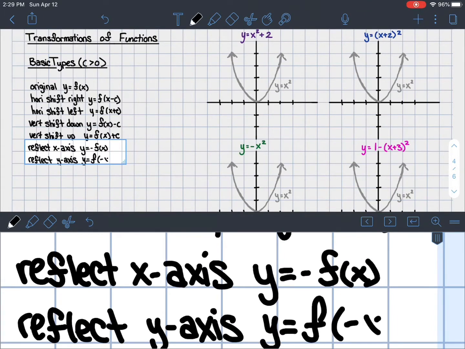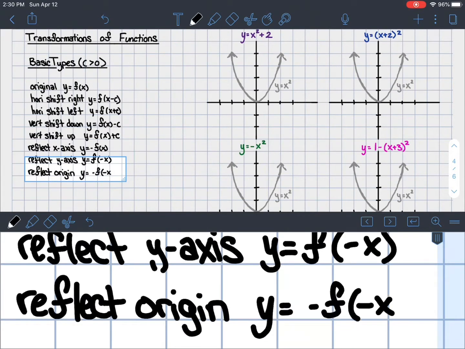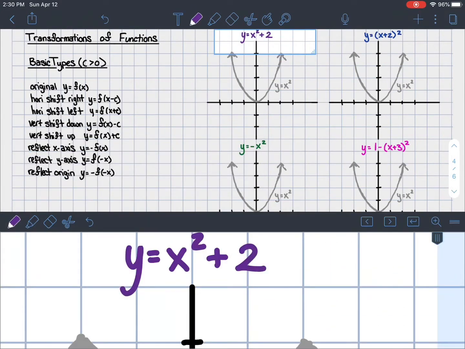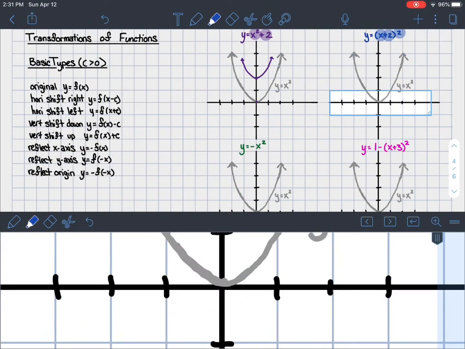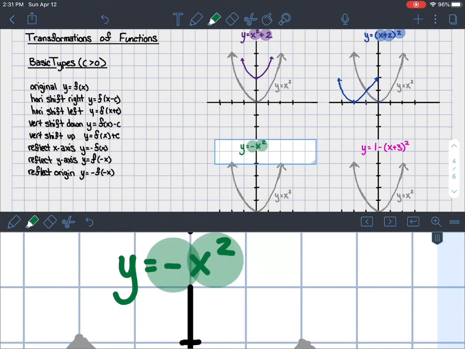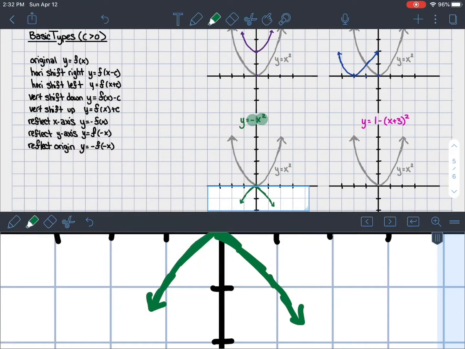Let's take a look at the parent function of y equals x squared and apply some transformations to this function. Here we have the parent function, and there's a +2 outside of the function. So that is going to march us up 2 units. Here the +2 is inside the parent function, so that's going to march to the left 2 units. In the green example, there's a negative out front of the parent function. That'll flip across the horizontal.